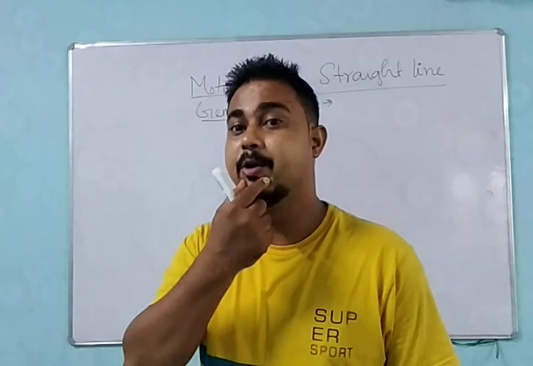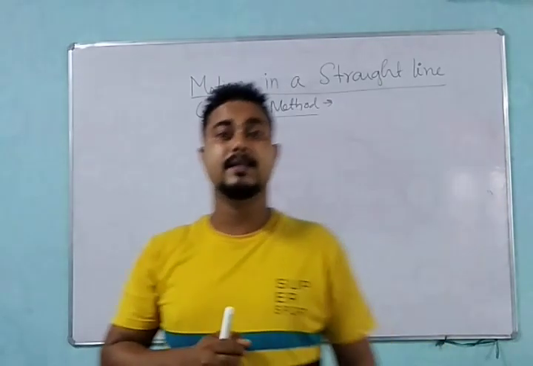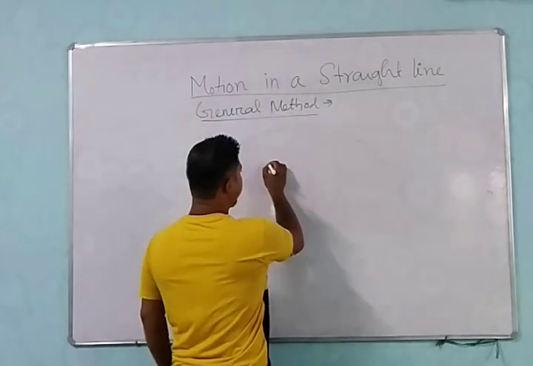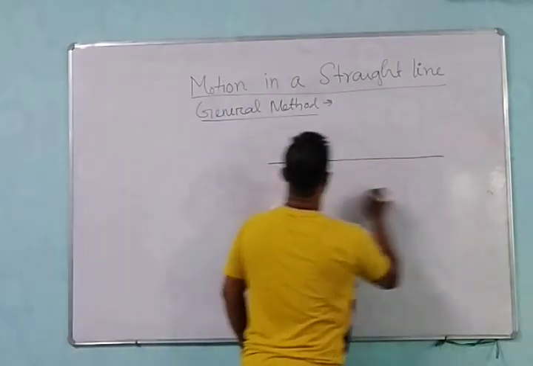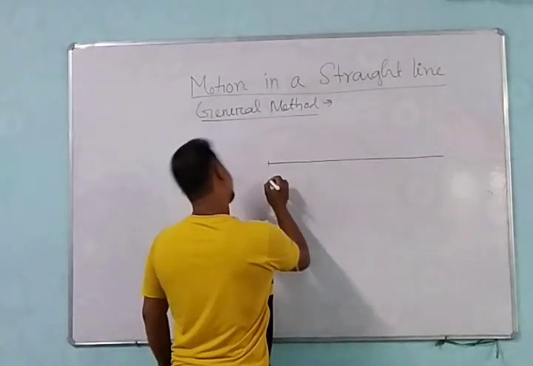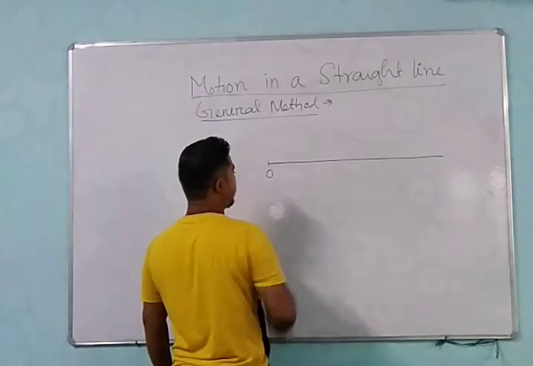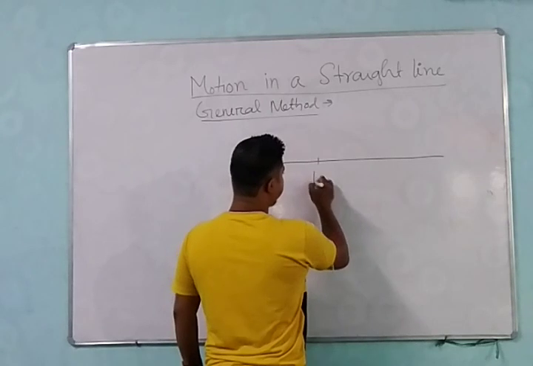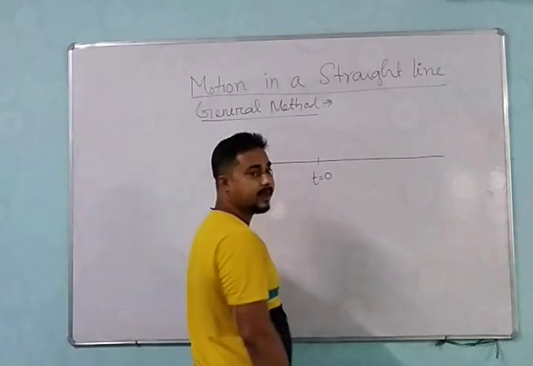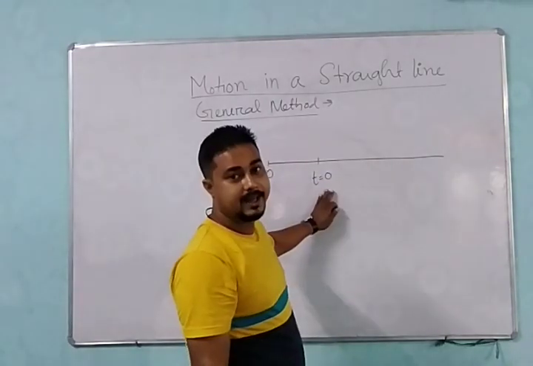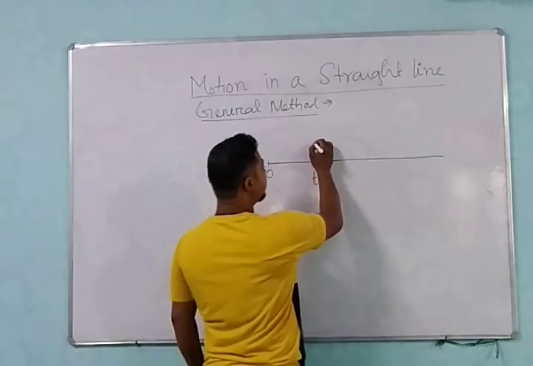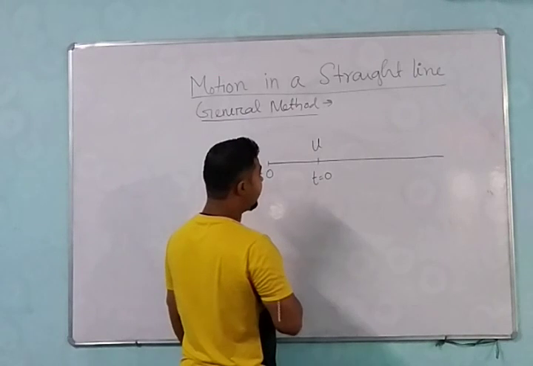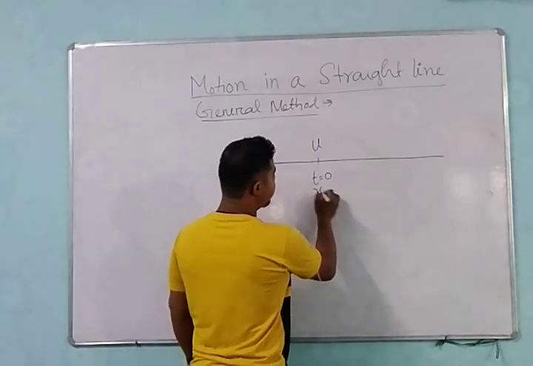Okay, so in the last class we have proved that v is equal to u plus at. Okay, so there we considered that a body is at point x1, which is the point O, and at time t equal to 0 seconds, the initial velocity of the body is u, and the position of the body is x1.